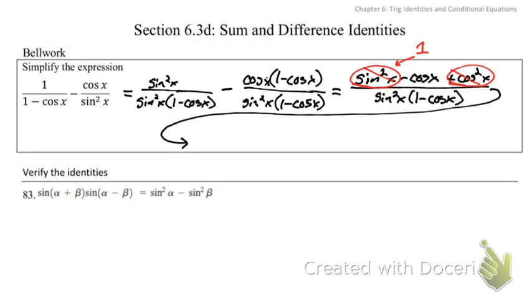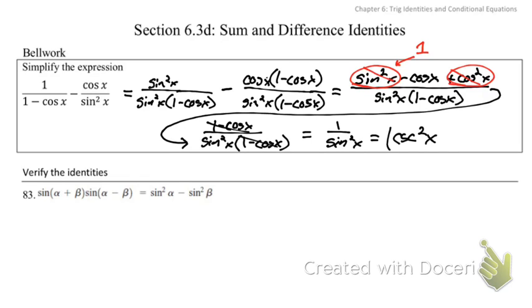On the bottom we are going to have 1 minus cosine x all over sine squared x times 1 minus cosine x. Well, since it's a multiplication, we can cancel those out. That is going to be 1 over sine squared x, which is going to equal cosecant squared x. So all of that equals cosecant squared x.